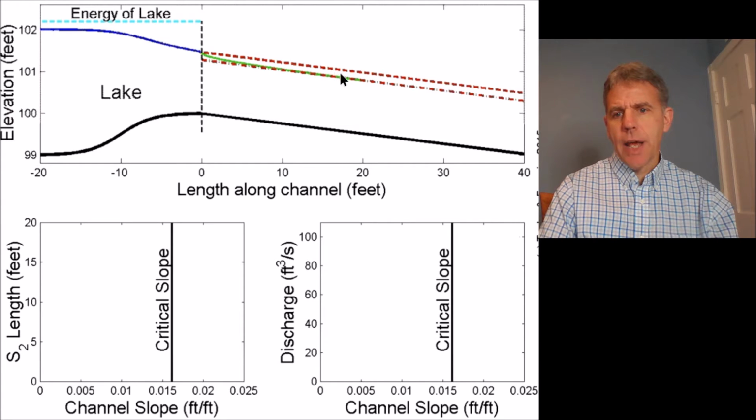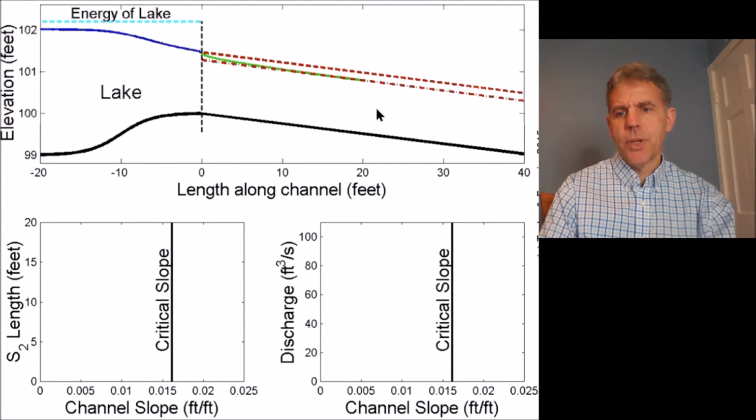This green line here is, at the outset of the animation, the S2 curve. We have critical flow right at the outfall from the lake, and then we have an S2 curve down to normal depth. And then you'll see that conditions will change as the slope changes.